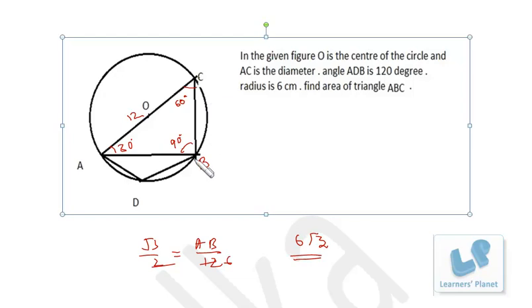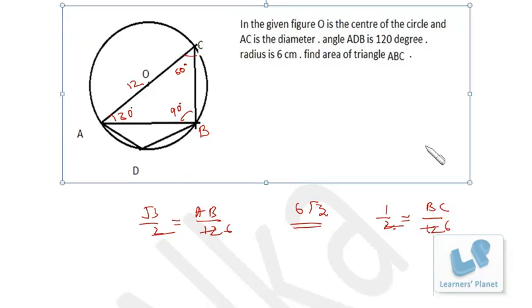Similar relationship between BC, that is perpendicular, and hypotenuse is given by sin theta. Now sin 30 degree is half. So half is equal to BC by 12. So BC is equal to 6. So area of this triangle will be half AB into BC. So half into 6 root 3 into 6. So that is 18 root 3 square units. That will be the area of this triangle, right? So quite simple.